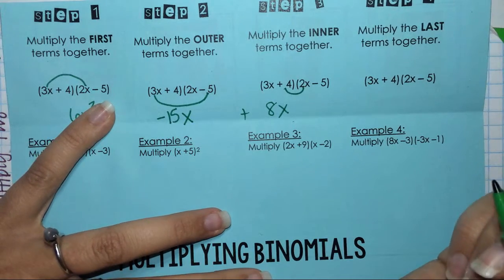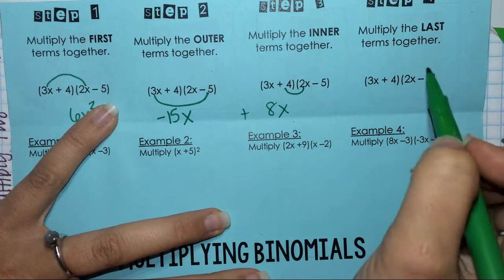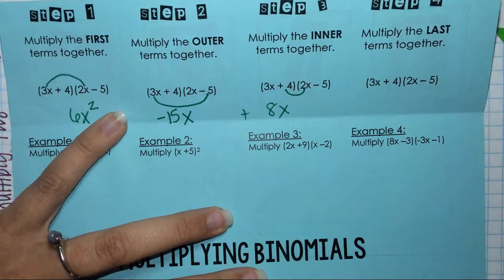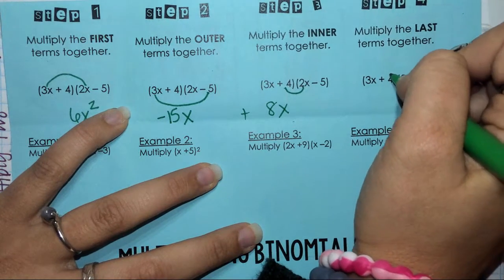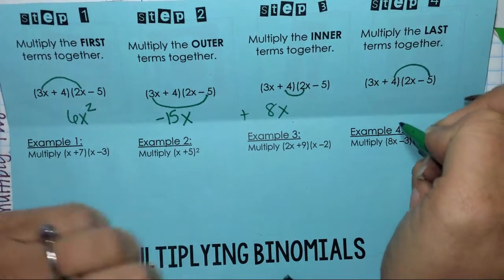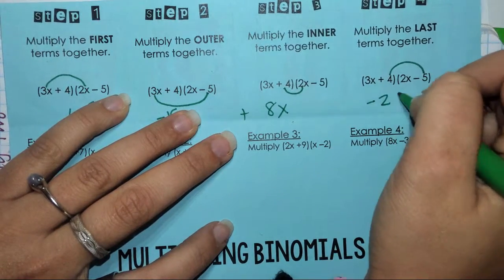And then the last thing you do is you draw his other eyebrow, and it's the last terms. What are the last terms of each set of parentheses? 4 and negative 5. And what's 4 times negative 5? Negative 20.